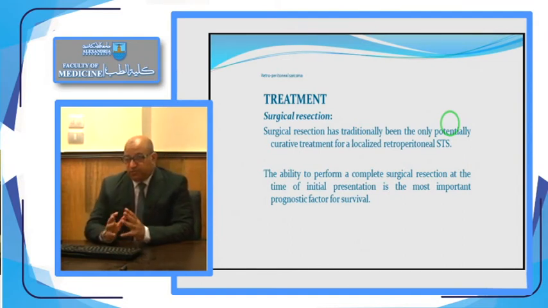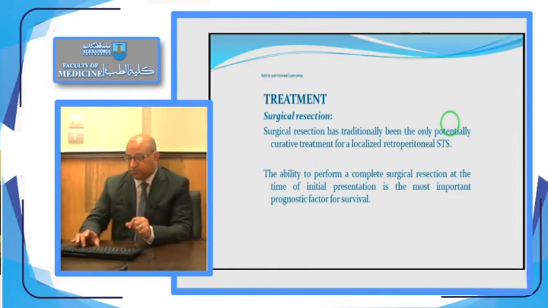After assessing the patient, we will go directly to treatment. In treating these patients, the most important thing is to excise the tumor completely without residual tumor tissue. Surgical resection has traditionally been the only potential curative treatment for a localized retroperitoneal soft tissue sarcoma, and the ability to perform a complete surgical resection at the time of initial presentation is the most important prognostic factor for survival. So we have to find a good surgeon specialized in retroperitoneal sarcoma excision to excise the tumor completely without residual tumor tissue.